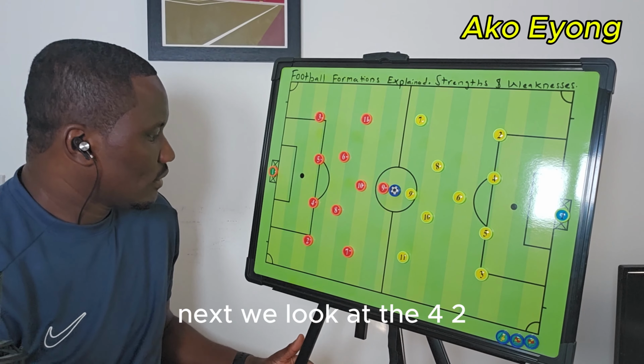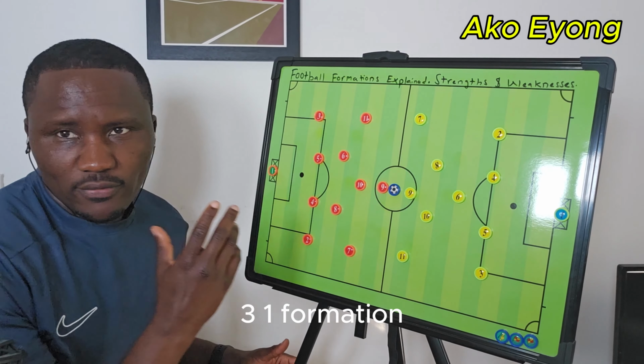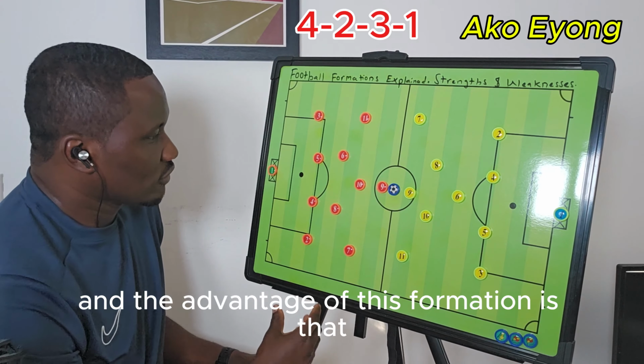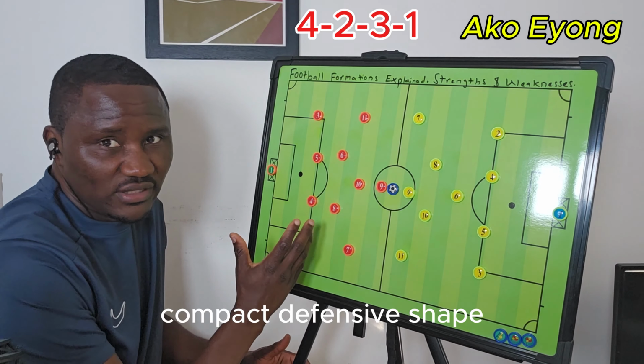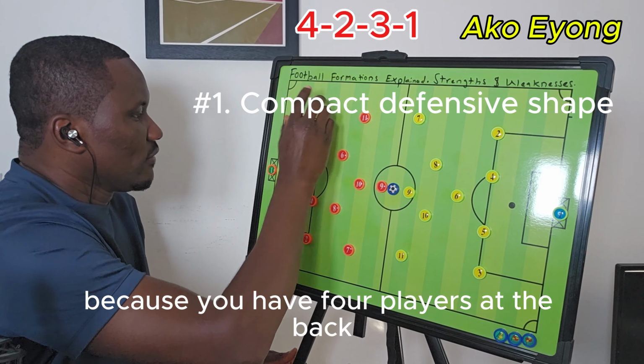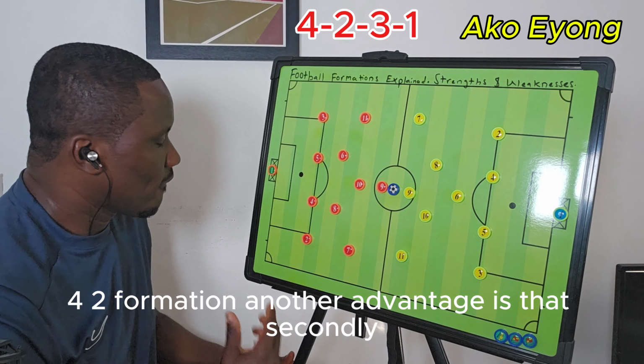Next, we'll look at the 4-2-3-1 formation. The advantage of this formation is that it gives you that compact defensive shape because you have four players at the back, just like in the 4-4-2 formation.